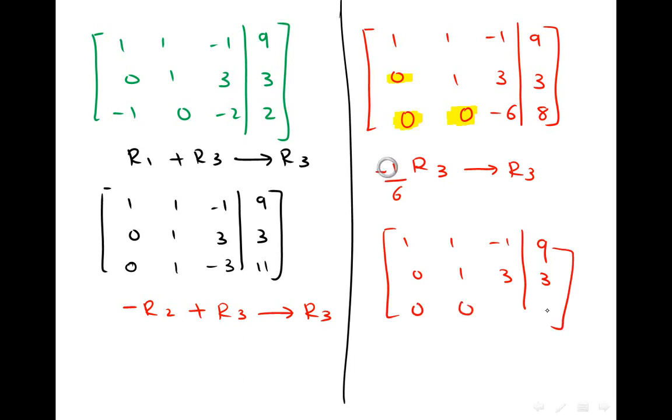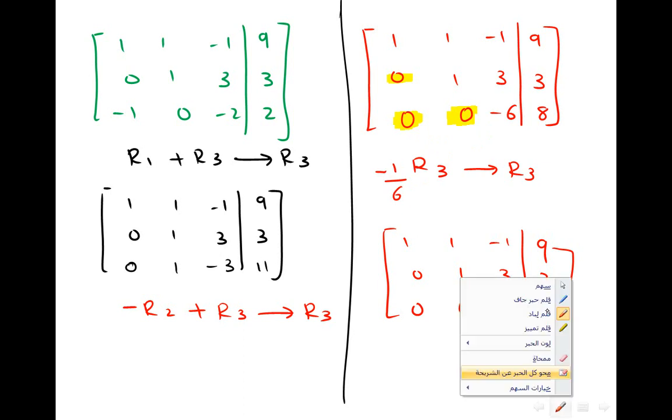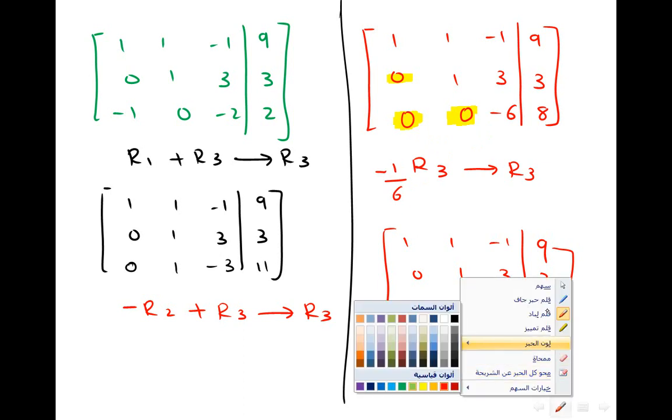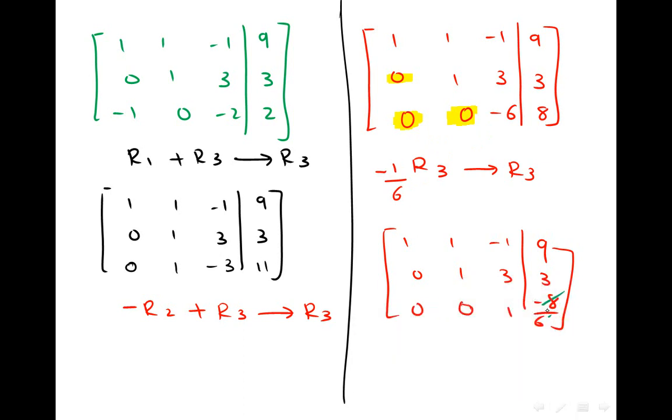Here, if I multiply this negative with this negative, it will be positive, and 6 divided by 6 will give me 1. And here, once I multiply it, it will be negative 8 over 6. But this negative 8 over 6 can be simplified, and here I can find negative 4 over 3. So this will be the value of the variable z, equal to negative 4 over 3.